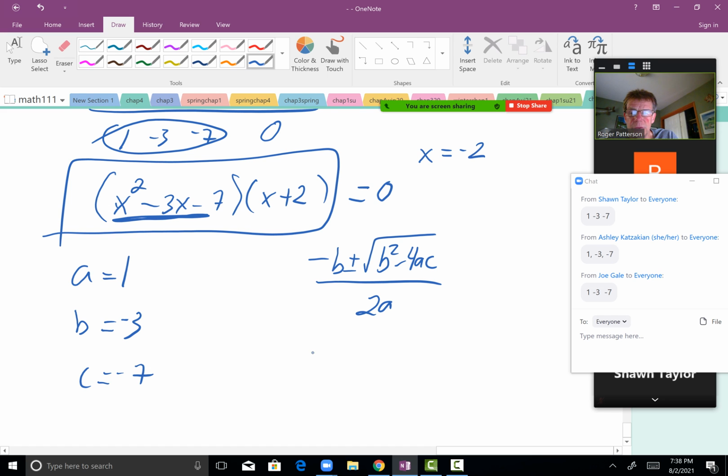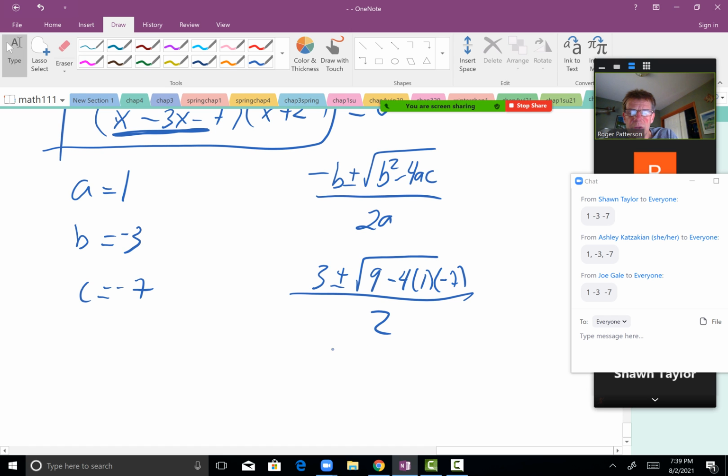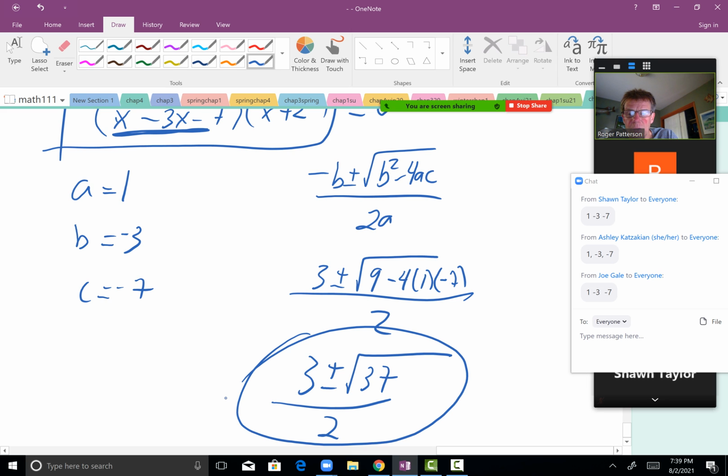So now I'm going to put these in. So I'm going to get a 7. Oops, excuse me. I'm going to get a 3 plus or minus the square root of 3 squared minus 4 times 1 times negative 7, all over 2. So now I'm going to get 3 plus or minus the square root of, what do I got? 4 times 1 times 7, which is 28. 9 and 28 give me 37, over 2. Those are my other solutions.